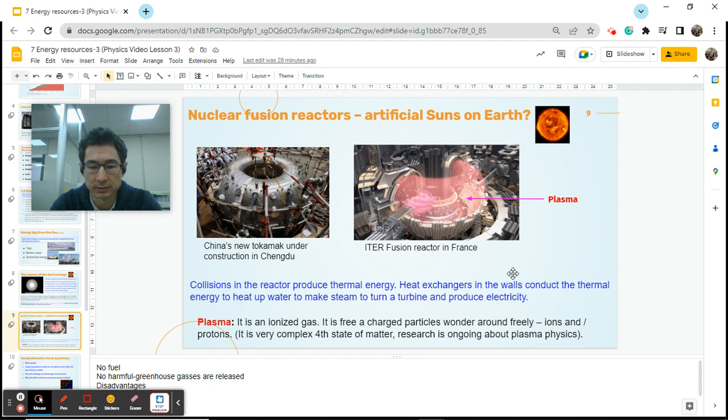And so in this tokamak, there is a plasma. Plasma is ionized gas. It is like freely moving protons, neutrons, and electrons, like a soup of freely moving ions. Basically, plasma is like the fourth, how do you put it, fourth state of matter.